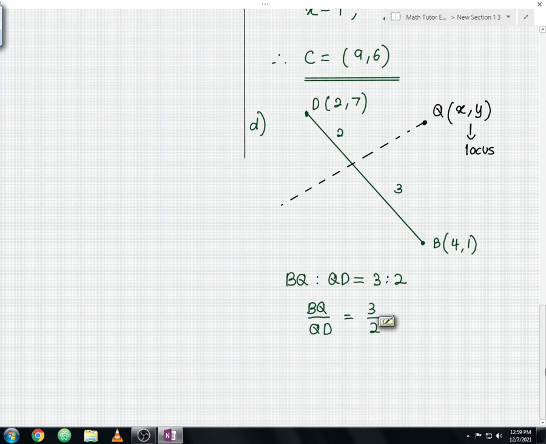So from here you should get 2BQ is equal to 3QD. Okay, so this is our second step, guys, getting the relationship of the locus. So from here 2BQ will be equal to 3QD. This relationship is very important. Once you get this relationship, then only we can use this to calculate the equation of the locus Q. Okay, so let me box this.